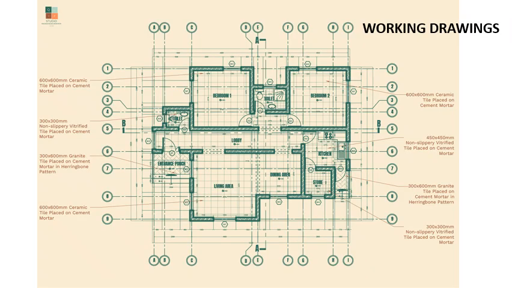So this is an example of a working drawing. It shows us the thickness of the wall. It shows us the dimensions, how wide is the sitting room, the dining, and so on and so forth. Where do we place the door? Where is the kitchen? So this is what actually is referred to as the working drawing.